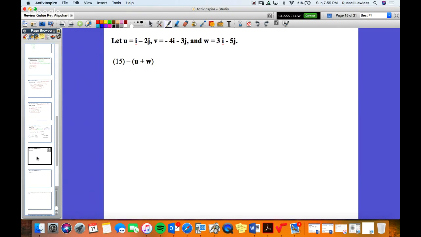So for number 15 here, we're just going to keep the same for all these operations. Wherever you see a u, plug in u. Wherever you see a w, plug in w. And so what we have here is a negative u. So u is i minus 2j, and then we're adding it to 3i minus 5j.